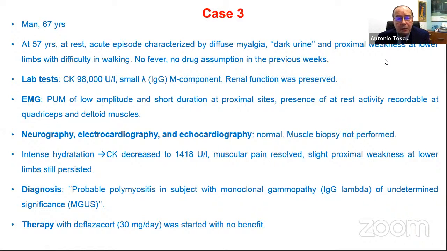No fever, no drugs that can cause this disorder. Very high level of CK, and you also see a small lambda IgGM component. The neurophysiological examination was myopathic, and neurography normal. This patient was initially diagnosed as probable polymyositis in a subject with monoclonal gammopathy. Started to be treated with deflazacort, but no benefit.